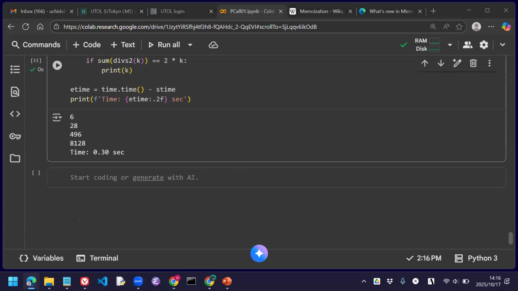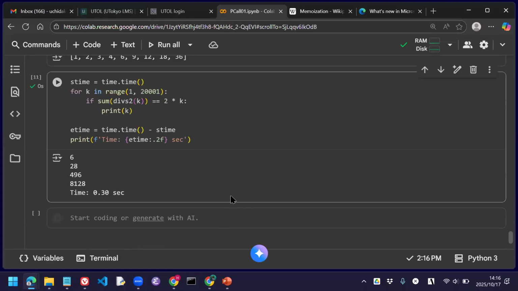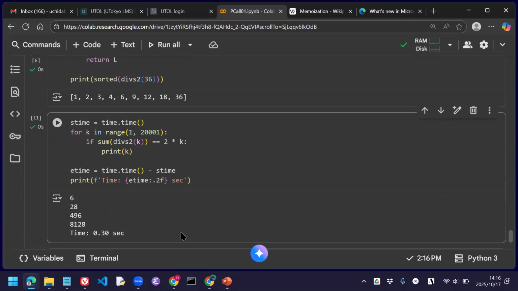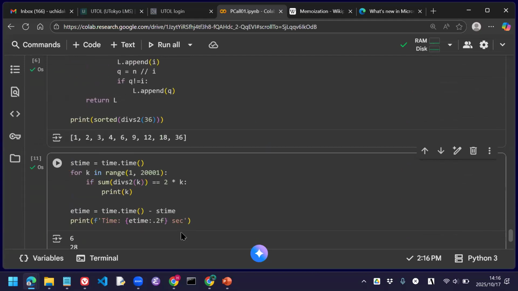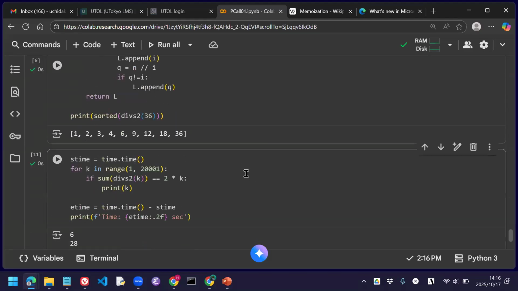Okay, so this shows that when checking up to 20,000, there's a big difference of 14 seconds versus 0.3 seconds. Okay, now if you go further, up to say 100,000, of course the difference is much bigger.